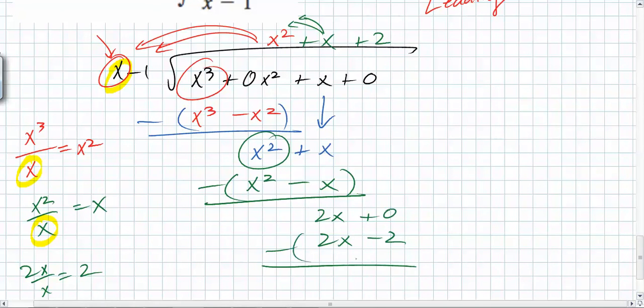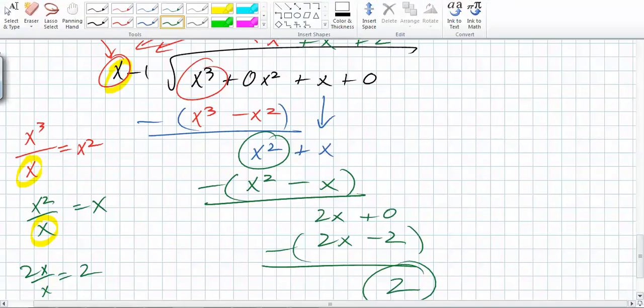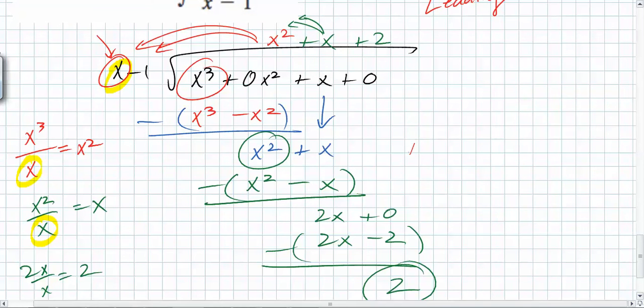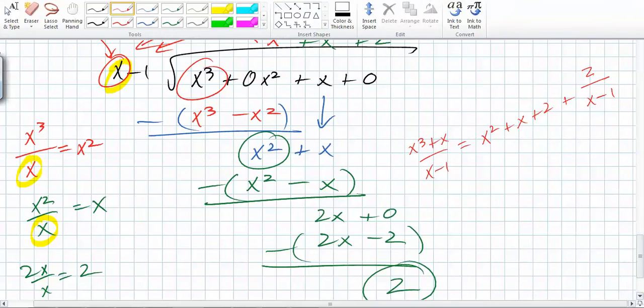Minus 2, subtract, and you're left with 2. Can you go any further? Not exactly. You don't do the process. So what did we just find out? We just found out this: x cubed plus x over x minus 1 is equal to x squared plus x plus 2 plus what? 2 over x minus 1.